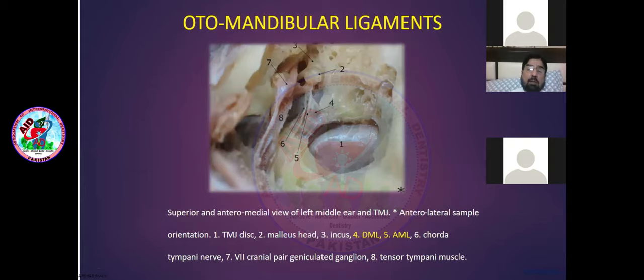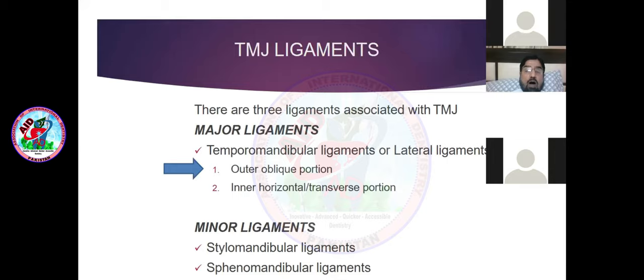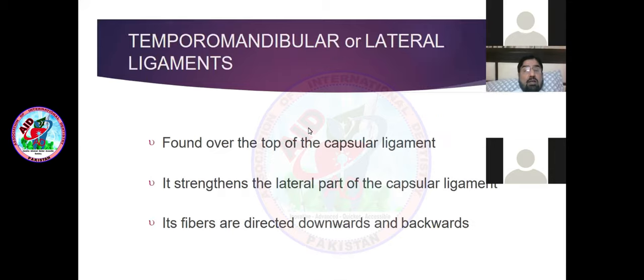Now I go forward to what happens with the other ligaments. Besides these otomandibular ligaments, there are two groups of ligaments, which are major ligaments and minor ligaments. One ligament I have described already. The major ligaments are the temporomandibular ligaments or lateral ligaments. One is the outer oblique portion. What is that? The outer oblique portion forms over the top of the capsular ligament and strengthens the lateral part of the capsular ligament. Its fibers are directed downward and backward.